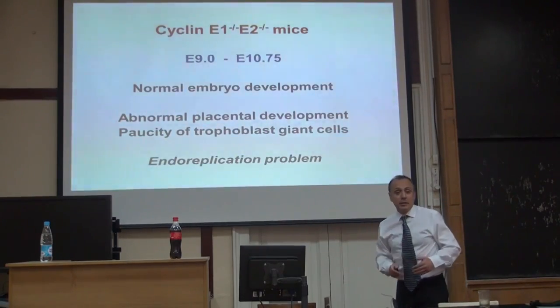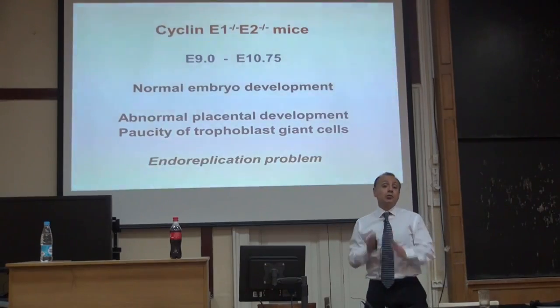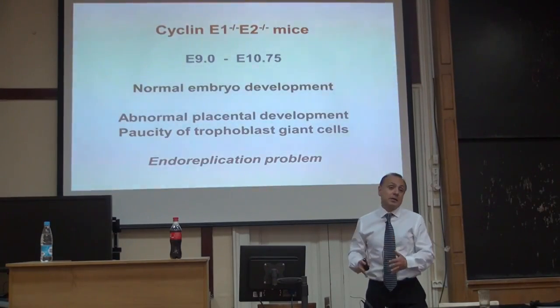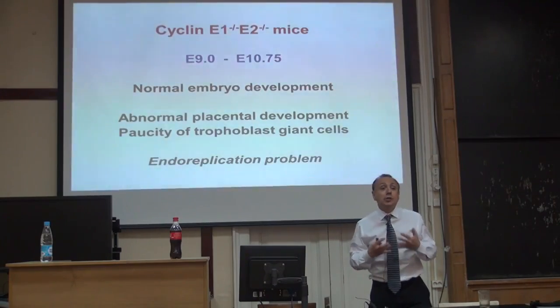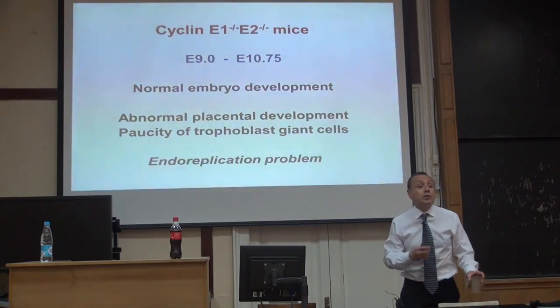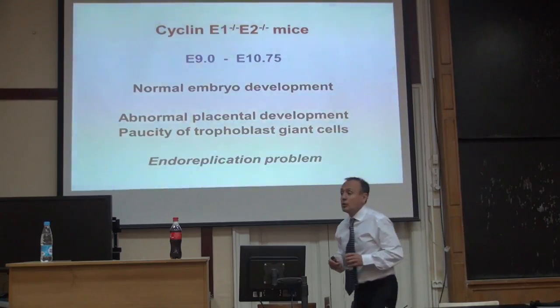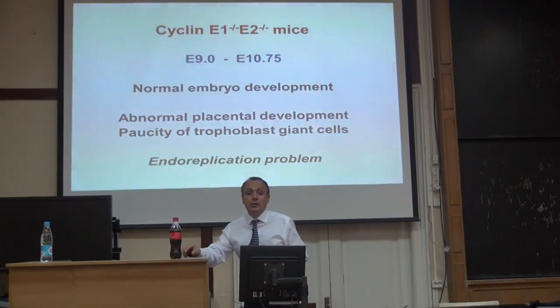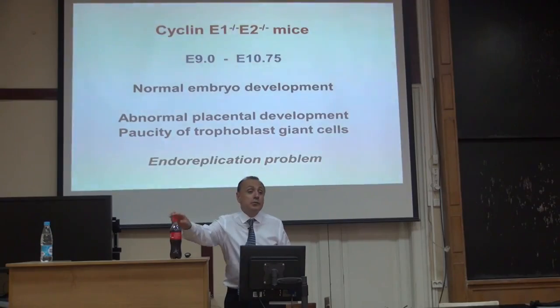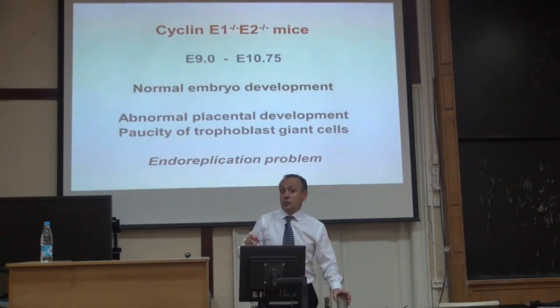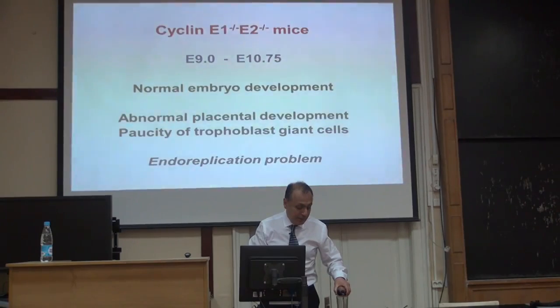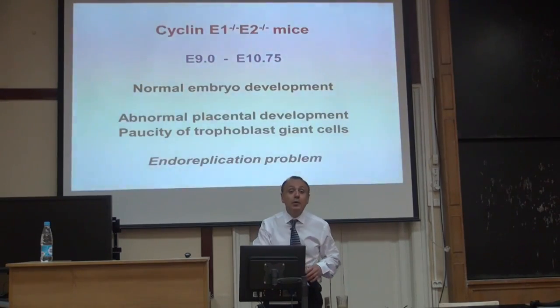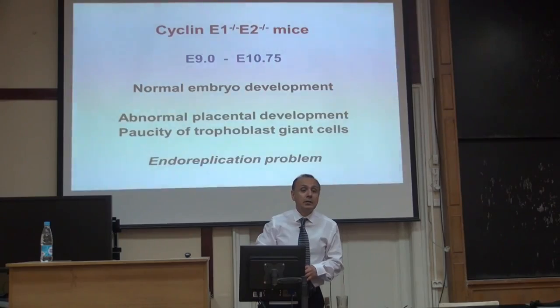So do you think that based on this result we can conclude that these embryos are dying because of the placental problem, and then that cyclin E is not required for the embryo? What do you think? If you were the reviewer of a paper and I said, we have shown that the embryo looks normal and the placenta looks abnormal and therefore they are dying because of the placenta, would you believe it?